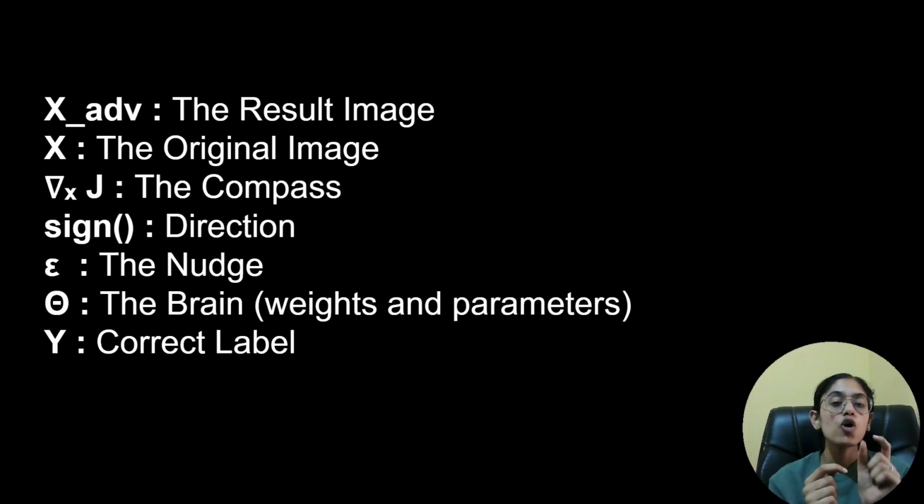Epsilon tells how much change you have to make in a particular pixel. If the epsilon value exceeds a particular threshold, then as a human you can identify that something looks suspicious in the image. Next, theta: assume it as the brain which makes the decision. Next is Y, which is the correct label. For example, if X, the original image, looks like a panda, then the label would be panda.